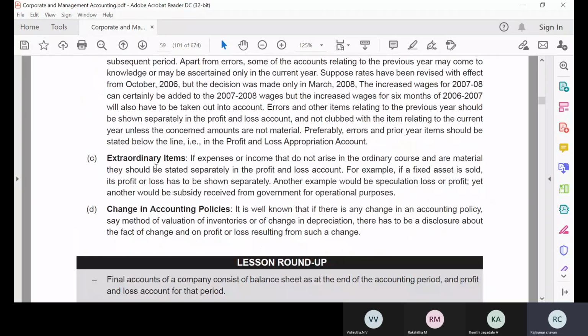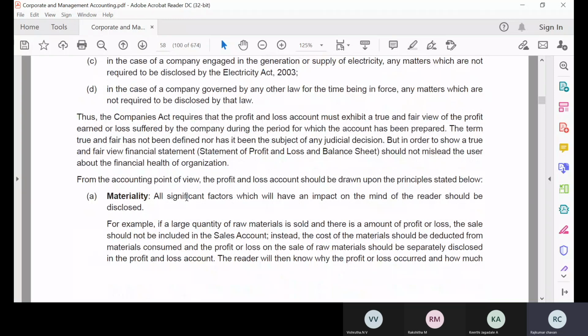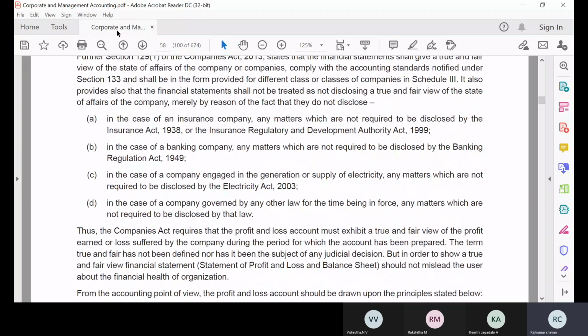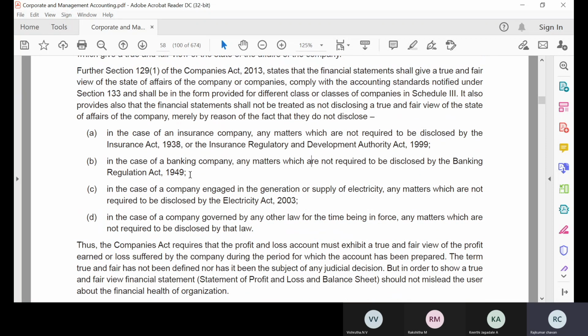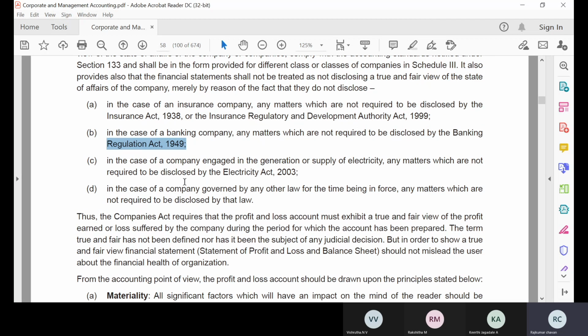So here, for example, they have given some important points, I will give you. True and fair view means, remember, every company has to prepare the financial report according to its respective law. Like an insurance company has to follow the Insurance Act as well as IRDA, which I have discussed with you. In case of a banking company, any matter which is not required to be disclosed by the Banking Regulation Act 1949. And the next one, for example, if it is an electricity company and they are preparing financial reports, some matters have to be disclosed as per the Electricity Act 2003, that they have to disclose.